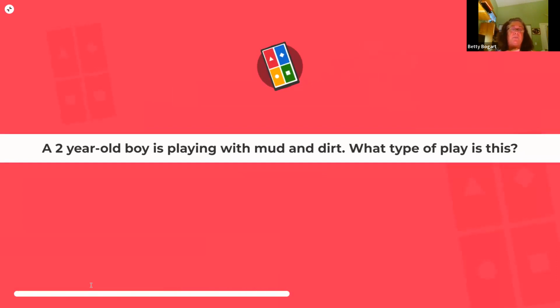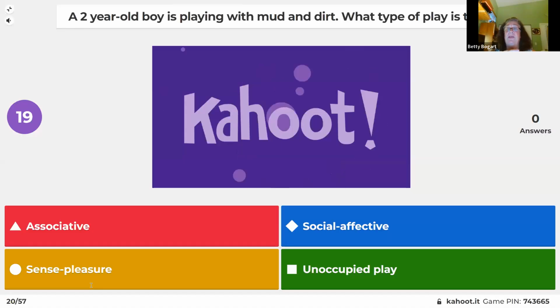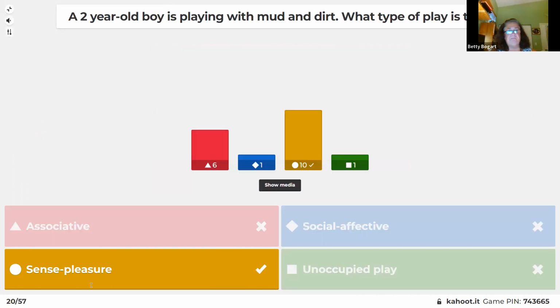A 2-year-old boy is playing with mud and dirt. What type of play is this? Could be sand and building a sand castle, mud, dirt, sand. And it's all about sense and pleasure. It's all that touch and that feel of it. And they like that. So it's touching and playing with the dirt and the mud and the sand, and they like that feeling.